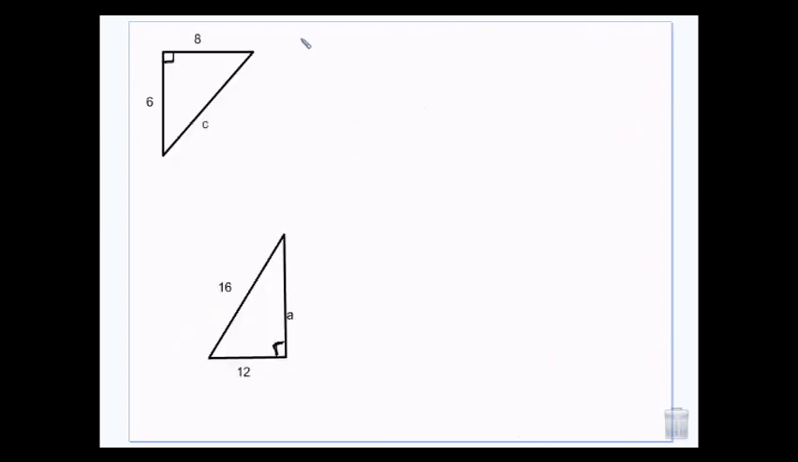Set up. What number goes here? 64. Well, for A, so you want to make it 8. And what number goes here? And does any number go here? No. Okay, we'll find out. So we have 64 plus 36 equals C squared. I'm going to take the square root of both sides, and the square root of 100 is 10.